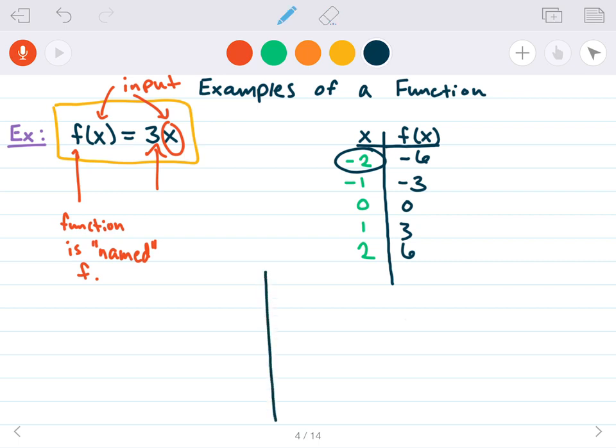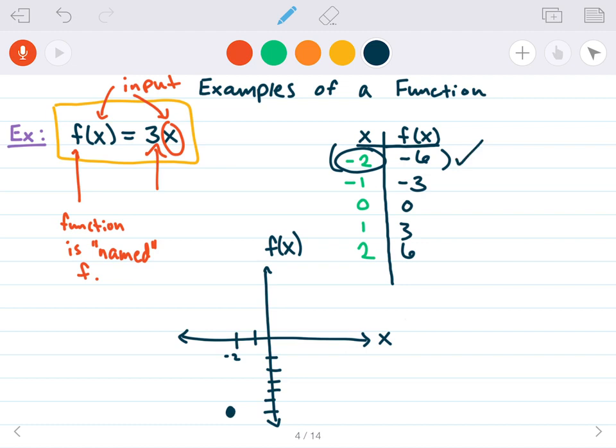So remember, with your coordinate plane, your x-axis is the horizontal. That's our input axis. And our y-axis, or our f of x axis, is going to be the vertical one. So the first point we have is -2, -6. So that's our first ordered pair, -2, -6. So I go to the left 2, and then I go down 6. So that is my first point.